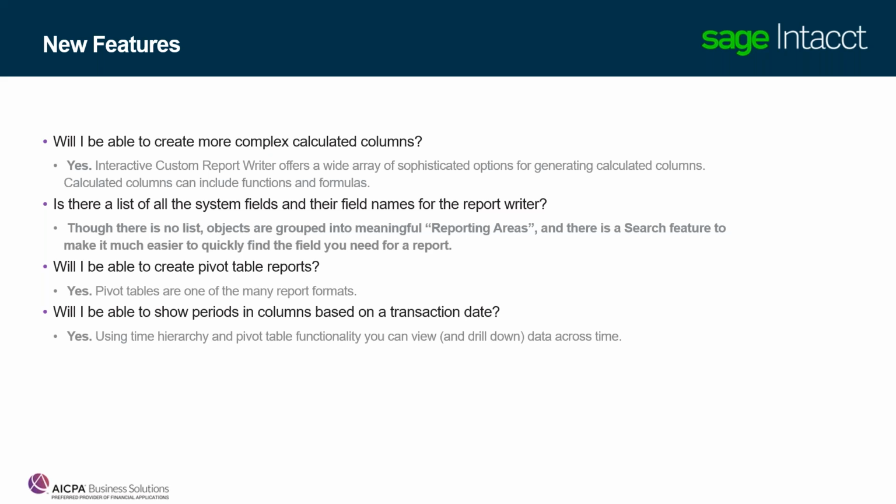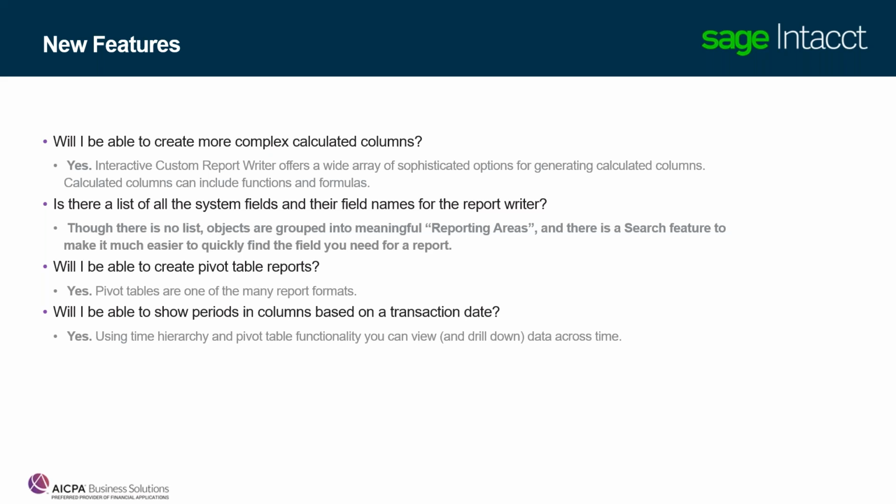Is there a list of all the system fields and the field names for the report writer? As Gary showed you, and think about the custom report writer. If you use that one today, you know it's a wizard. And over on the left-hand side, you have those data libraries. We've done basically the same thing here in the interactive custom report writer. So we've put together what we call reporting areas, and you can search those reporting areas, which will help you get acclimated to them faster. We've logically put them together, and there's many of them already out there.